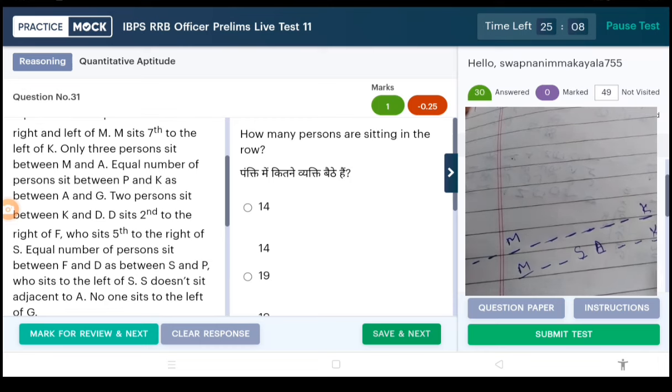F and D. S and P. S is not adjacent to the A. Next one.